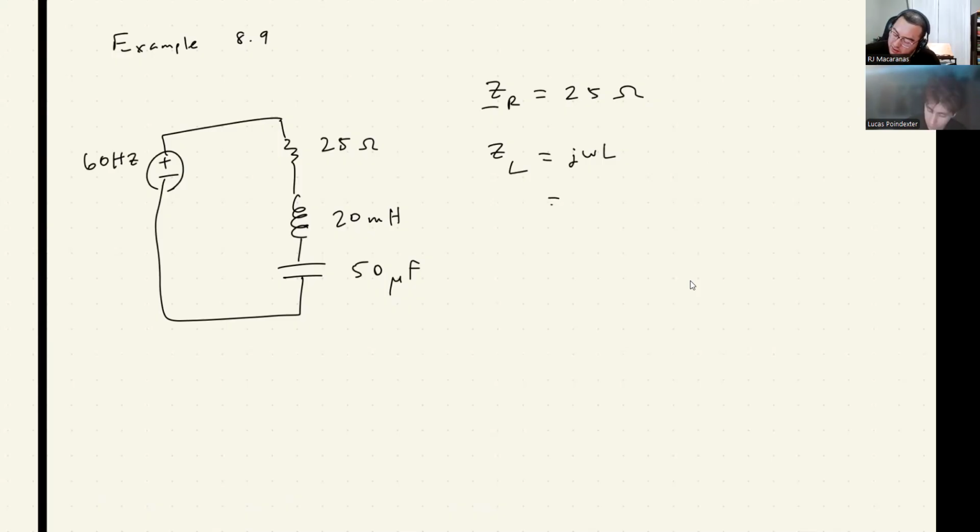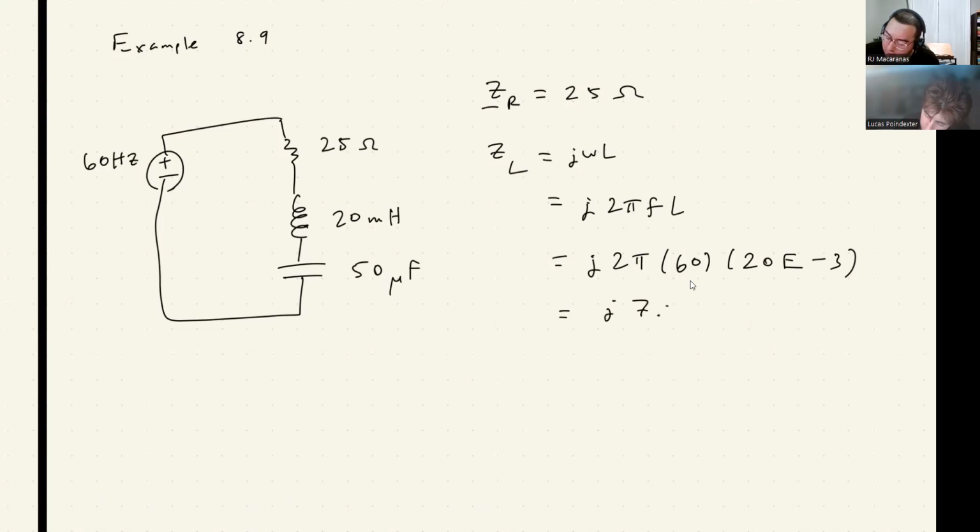So if we've got 60 hertz, then our j omega L is 2 pi f L, which is j times 2 pi times 60 times our 20 millihenries. So they calculated this out to be j 7.54. And one thing to note is impedance is given units of ohms, even if it's complex. This is an imaginary number, but it's still in ohms.